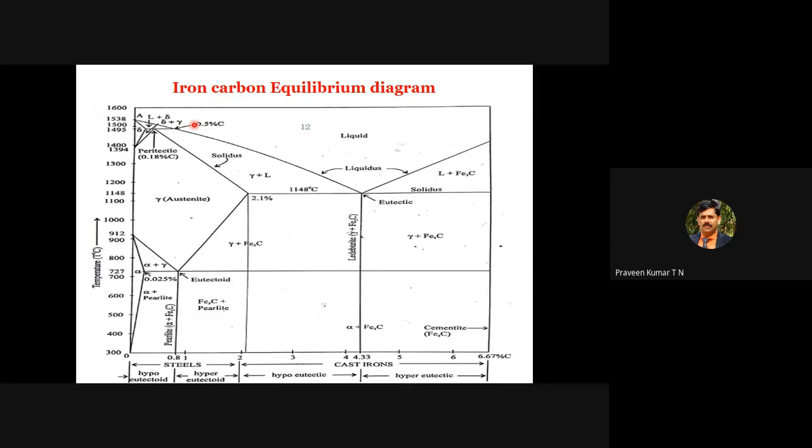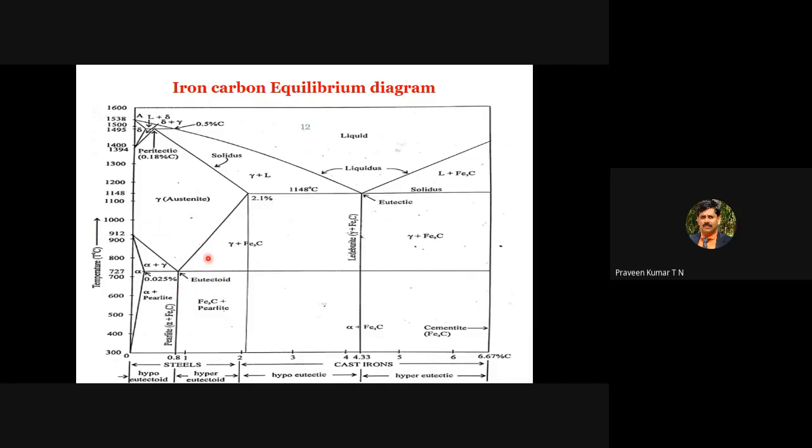Then there are important reactions. One is the eutectic reaction. The liquid is transformed to two solids. It is happening in the cast iron region. So one is gamma plus Fe3C. One is gamma phase and one more is Fe3C phase. Together we refer to that as ledeburite. The ledeburite is gamma plus Fe3C. We have one more solid phase, alpha plus Fe3C, that is pearlite.